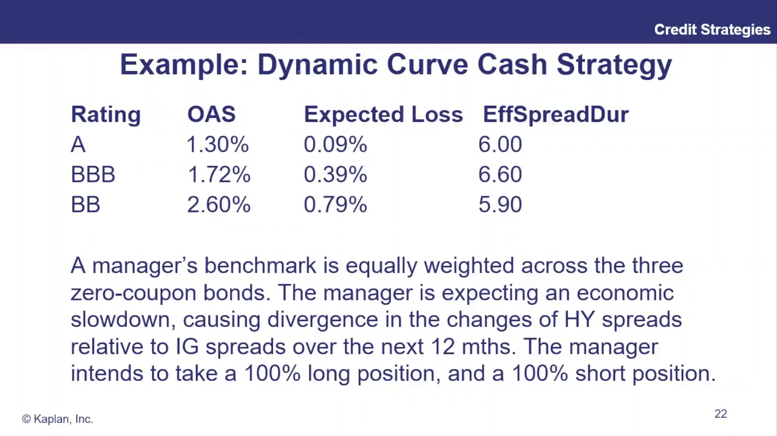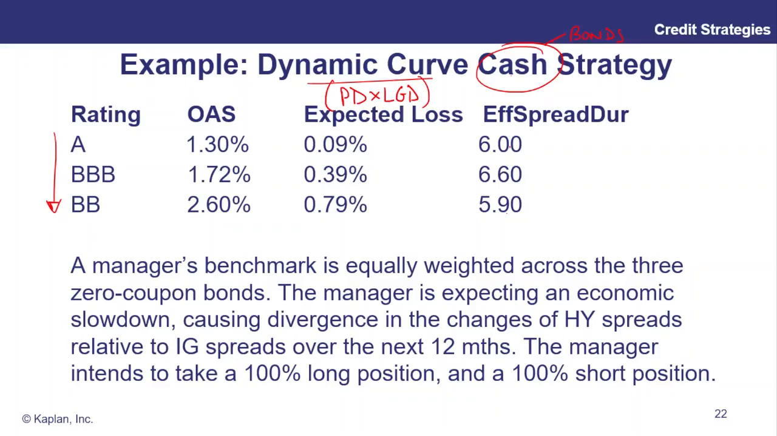We're going to trade a dynamic curve here using bonds. That's what they mean by cash strategy, using the underlying bonds. We've been given 3 bonds here of deteriorating credit quality, increasing spread, increasing expected loss. Expected loss is the probability of default times loss given default. And you've got effective spread duration here, which varies around a little bit. Maybe the bonds are of different maturity, aren't they? So that would affect duration as well, wouldn't it? Anyway, so we'll take those effective spread durations.